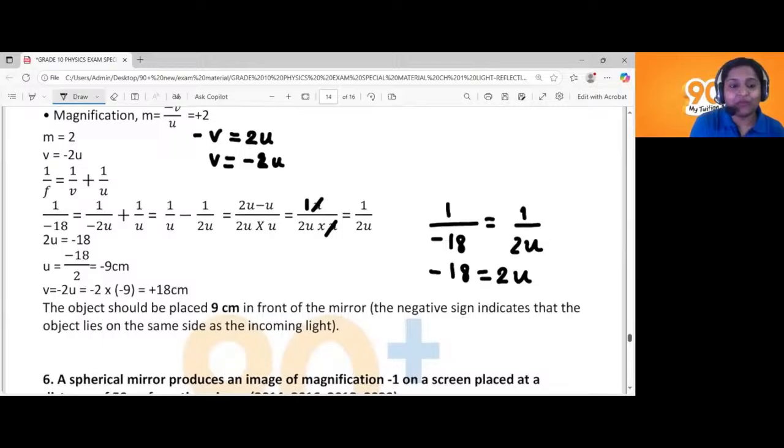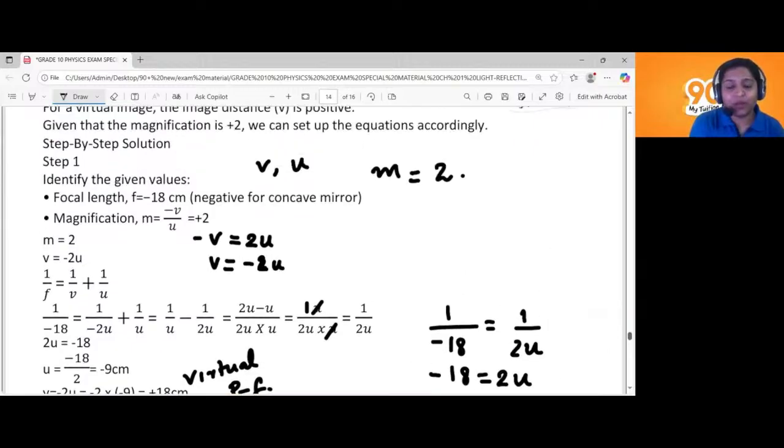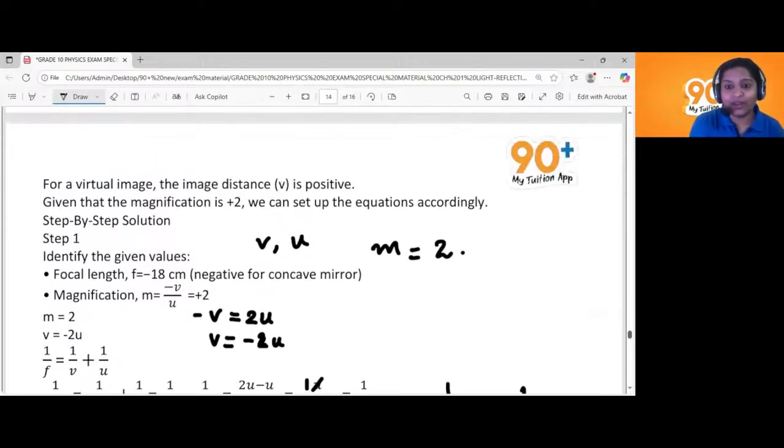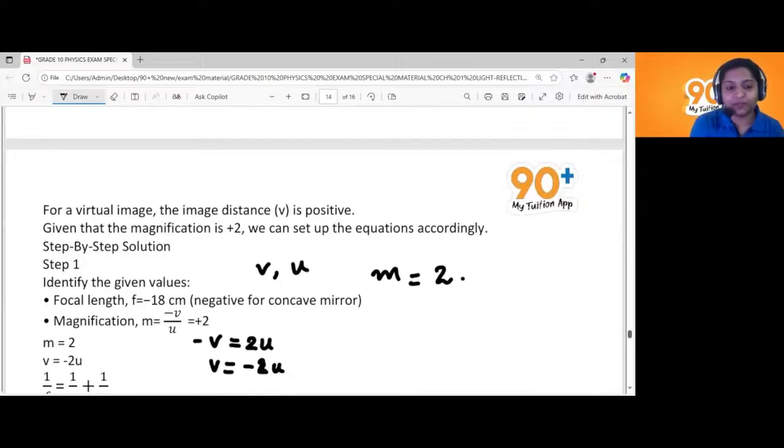So from that, how to find V? We know that V is equal to -2 into U. V is -2 into -9. That is +18, because it is a virtual image. It is a virtual image as it is kept between the pole and focus. Virtual and erect image is formed.